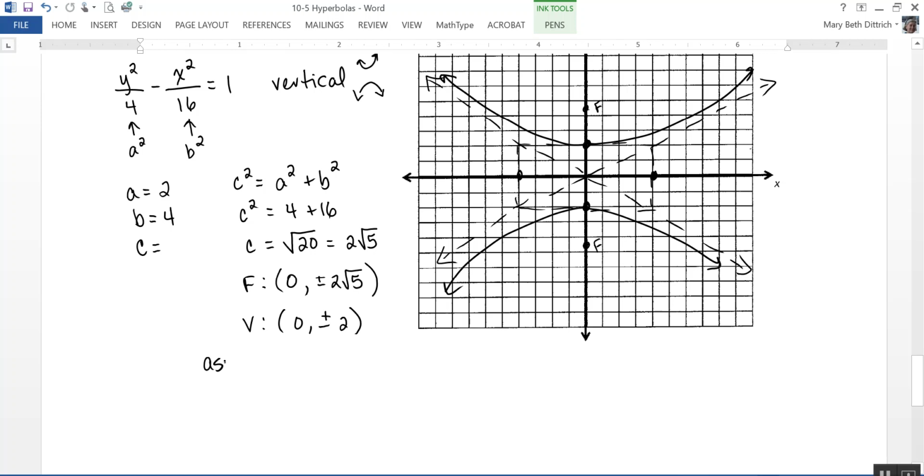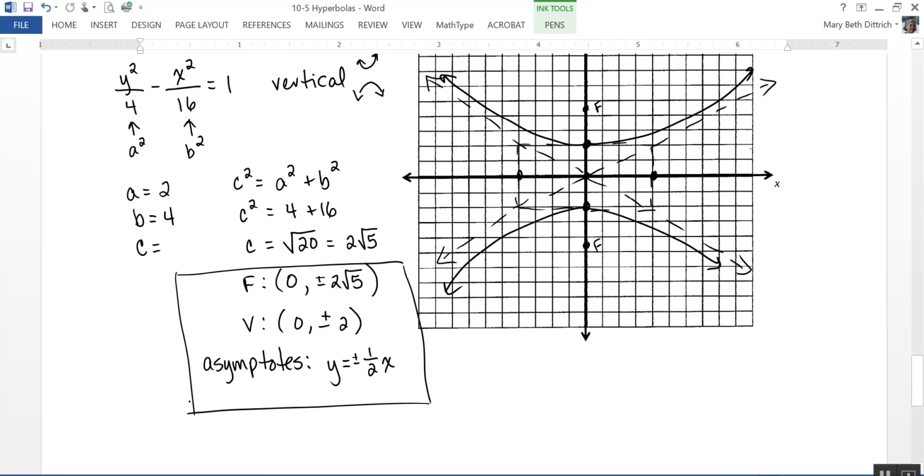And then I need my asymptotes, the equations of those slanted lines. Now, there is a formula you can use for this, but I usually just look at the graph. So what's the equation of that line? Well, it goes through the center, so its y-intercept is 0, and I went up 2 and right 4. That's a slope of 2 over 4. So y equals 1/2 x is the equation of that line. Notice this one has the same slope, but it's negative, so my asymptotes are y equals plus or minus 1/2 x. So those are the things I was asked to find. And there's your graph of your hyperbola.